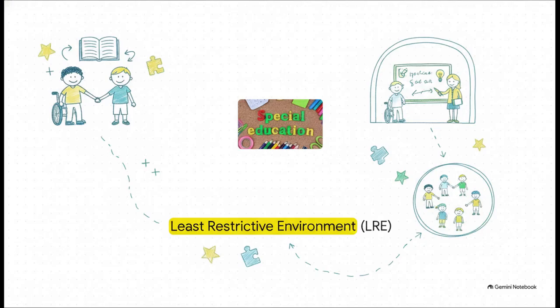A total game changer in this shift is the concept of the least restrictive environment, or LRE. Essentially, federal law dictates that kids receiving special education services should learn in the exact same classrooms as their peers as much as humanly possible. It's not about isolation, it's about integration. Learning just happens better when students with disabilities are right there alongside everybody else.